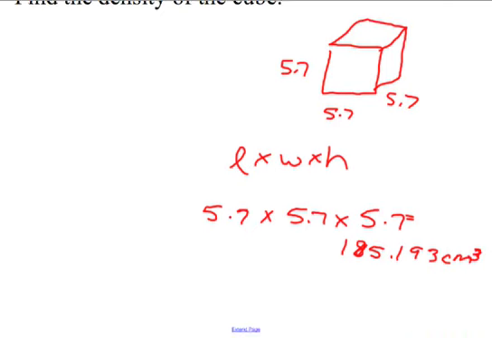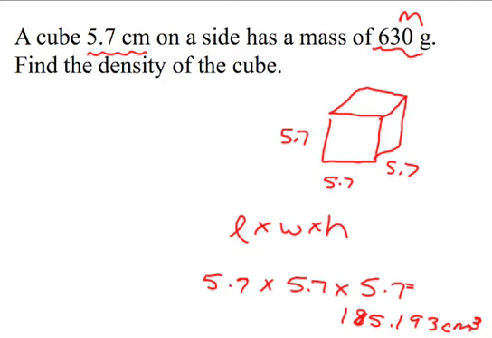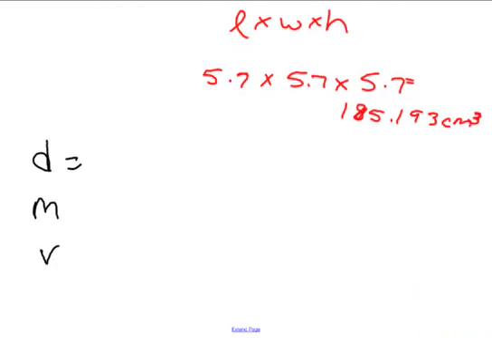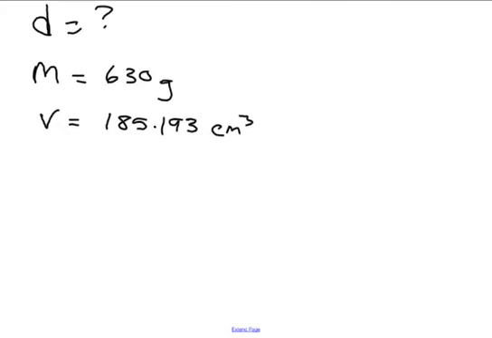means we cube it. Alright, so now we're ready to make our list of our variables. So we've got density, we've got mass, and we've got volume. We're going to look for density, because that's what it asks us for. So let's put a question mark here. Density, we get a question mark. Mass, when we looked up top, that was 630 grams. And volume we just calculated is 185.193 centimeters cubed.